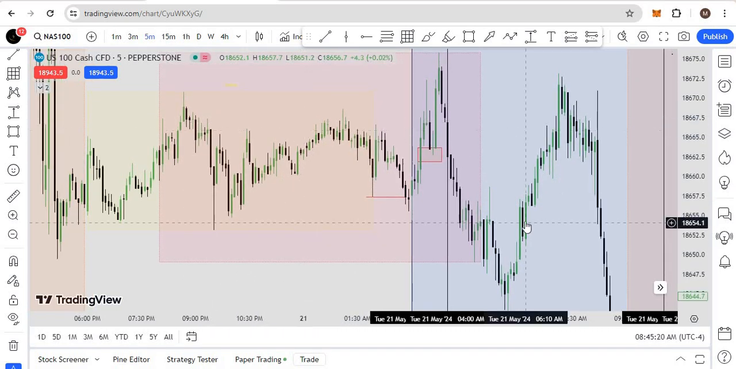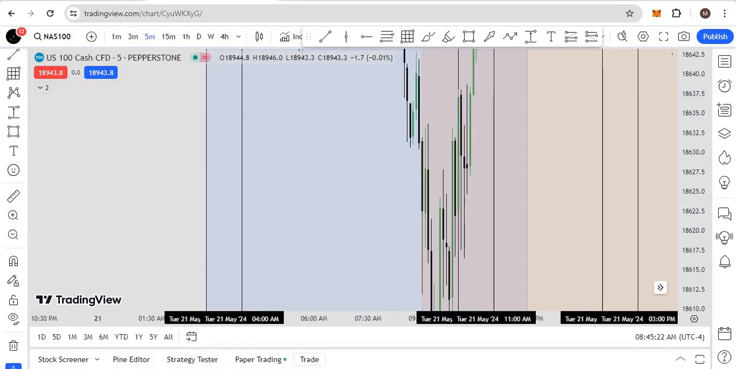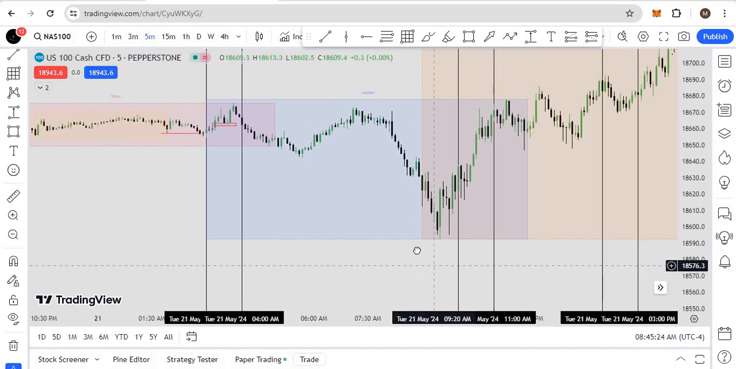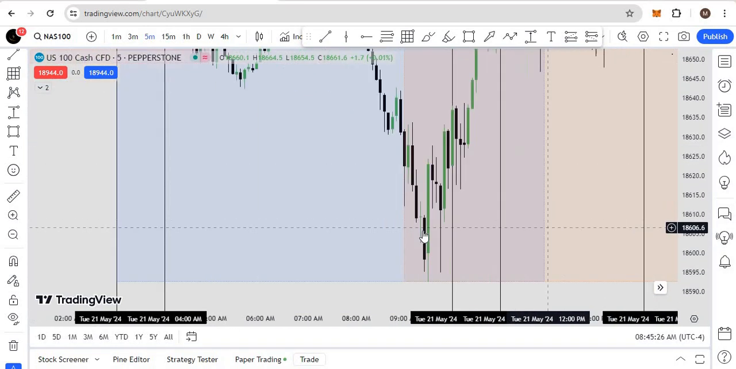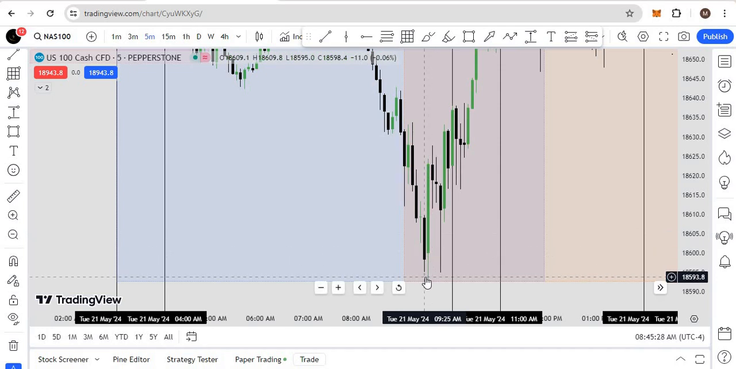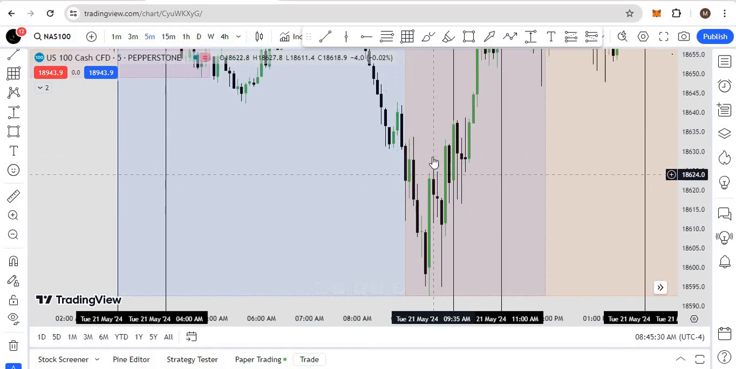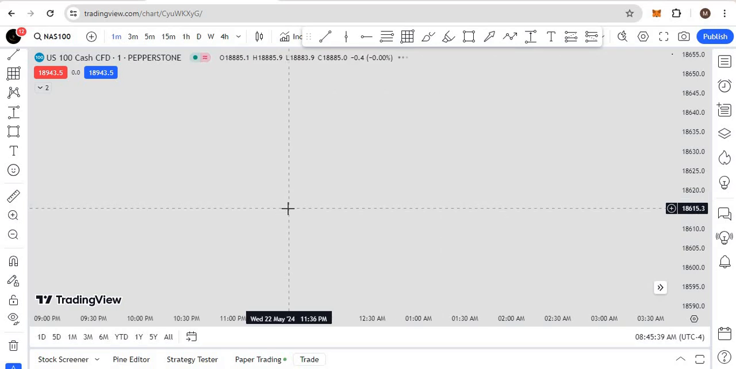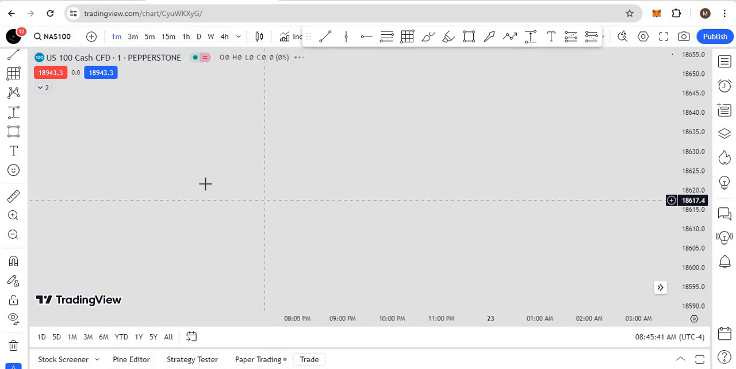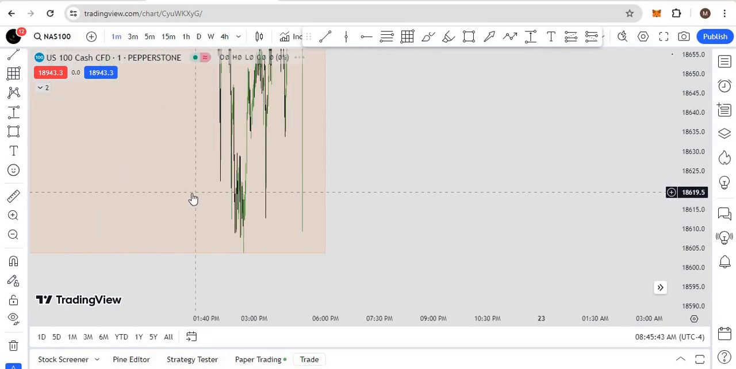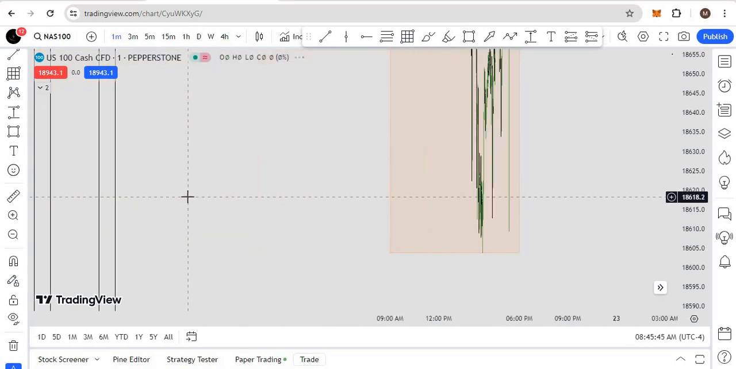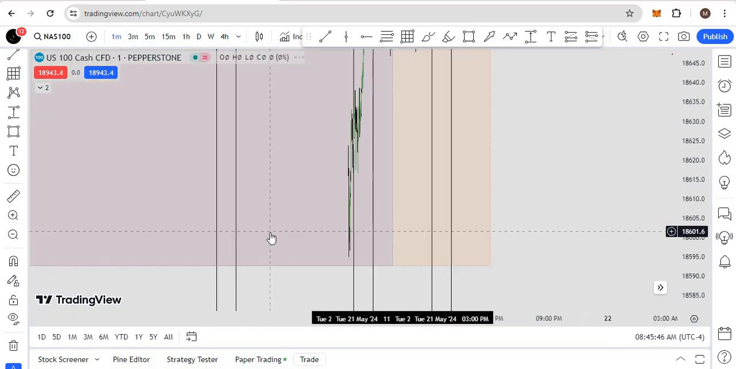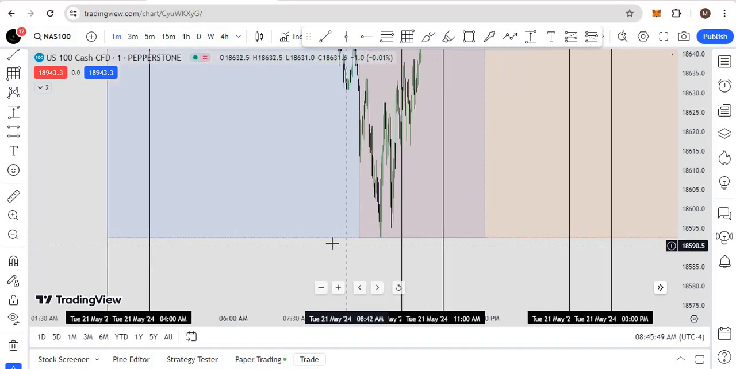And then on the New York AM session, we have liquidity, the Silver Bullet of the previous day. We have a market structure shift, but we don't have any fair value gap here. If you look at the 1 minute time frame, you will obviously see a liquidity and a fair value gap. Let me show you.